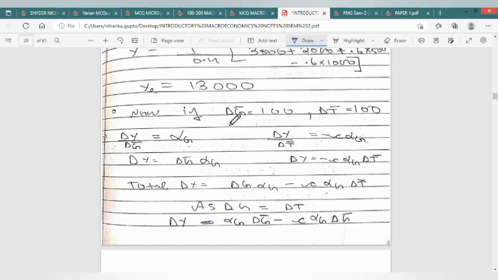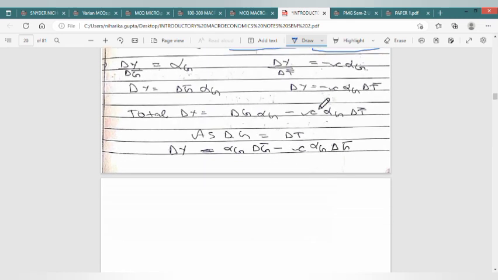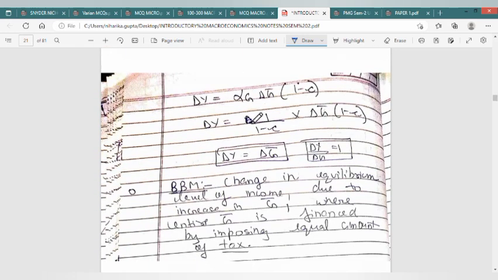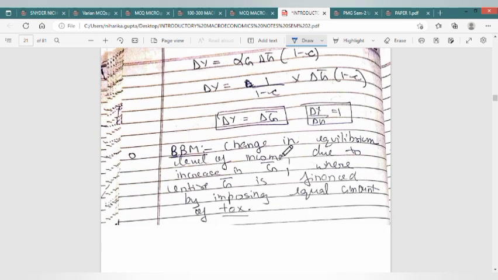Now if we are given that delta G bar equals 100, then by balanced budget multiplier definition we also have that delta T bar would also be equal to 100. Now we solve this and we'll be getting delta Y by delta G equals 1. Now we have basic definition for the BBM, that is balanced budget multiplier: change in equilibrium level of income due to increase in G bar, where entire change in government expenditure is financed by imposing equal amount of tax. Like I said earlier, delta G bar equals delta T bar.